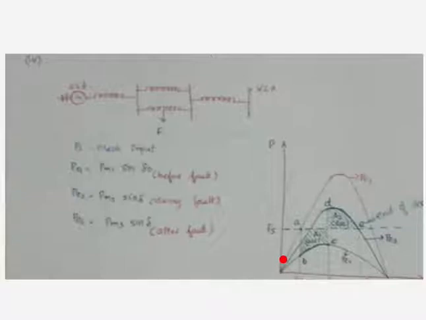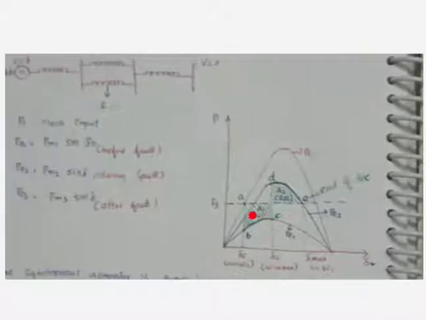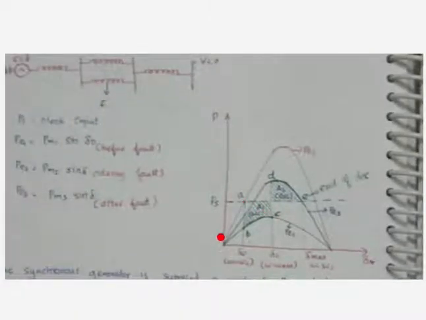So the electrical power curve is PM equal to EV by X, so EV divided by X sine delta, right? So EV by X, which is PM1, will change for all three conditions. So that's why we have three curves, right? So it's basically how do we track the area, right?